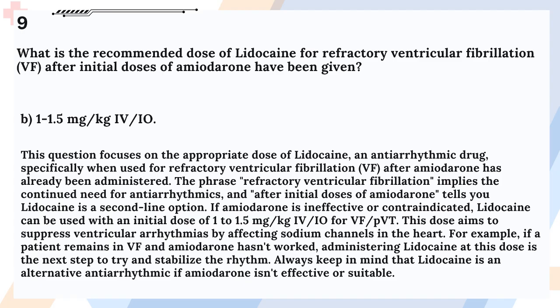This dose aims to suppress ventricular arrhythmias by affecting sodium channels in the heart. For example, if a patient remains in VF and amiodarone hasn't worked, administering lidocaine at this dose is the next step to try and stabilize the rhythm. Always keep in mind that lidocaine is an alternative antiarrhythmic if amiodarone isn't effective or suitable.